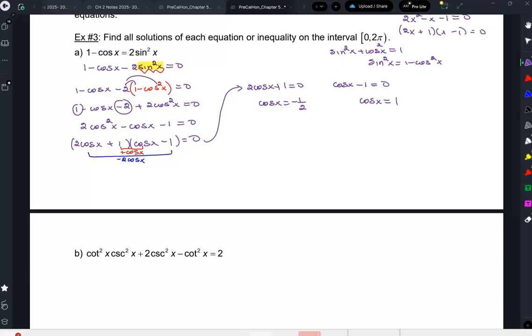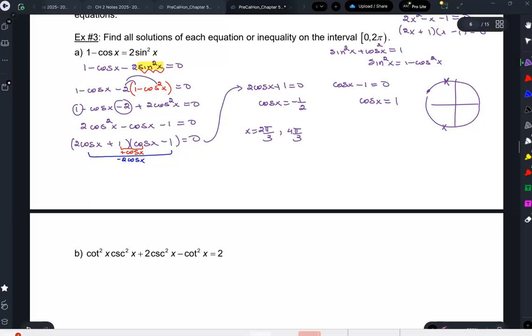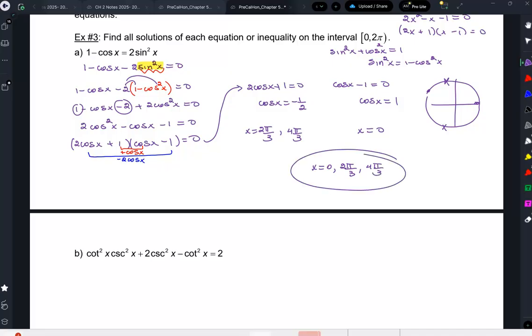So where is cosine x equal to negative a half? That's here. We want cosine to be negative a half. So right here, 2 pi over 3, and this one, 4 pi over 3. Where's cosine x equal to 1? 0. So my answers are 0, 2 pi over 3, 4 pi over 3. Cosine is 1, not negative 1.